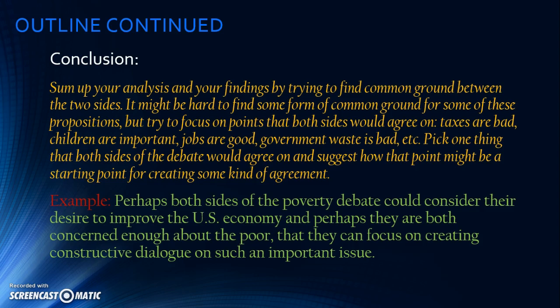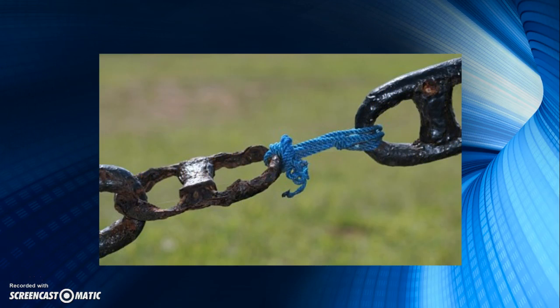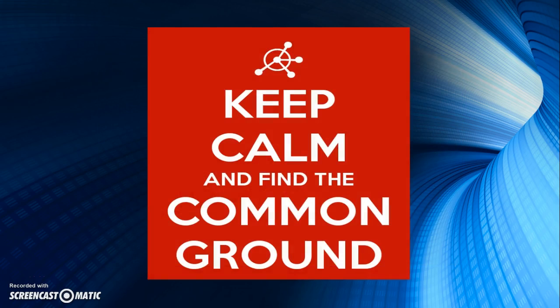So, for example, perhaps both sides of the poverty debate could consider their desire to improve the U.S. economy, and perhaps they are both concerned enough about the poor that they can focus on creating constructive dialogue on such an important issue. So we want to use constructive language. And sometimes this might seem like you're trying to pull this all together with bits and pieces, duct tape and a dream. But if you just settle yourself and don't freak out too bad and organize this topics chart as best as you can and write an outline, I assure you, you're going to do well on this essay, okay? So good luck to you, and looking forward to reading your paper.